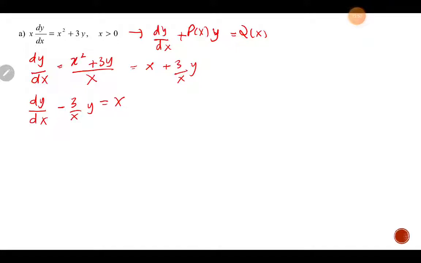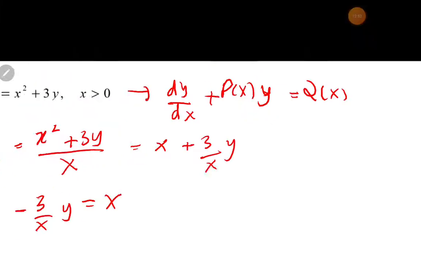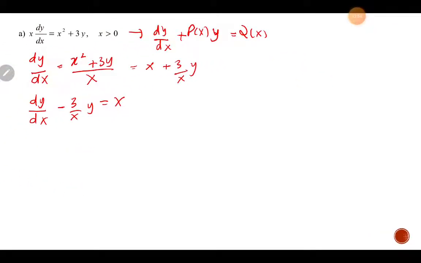By comparing, we get our P(x) equals negative 3 over x and our Q(x) equals x. Right? Basically Q(x) is not so important. The important one is P(x). Okay, so then we find the integrating factor.